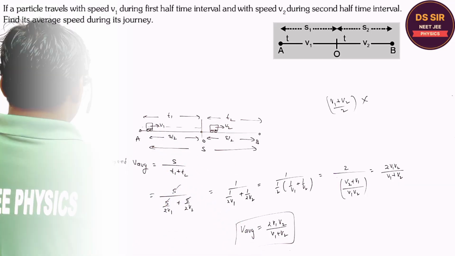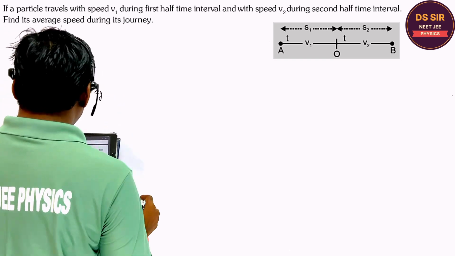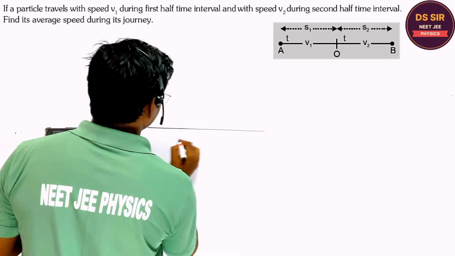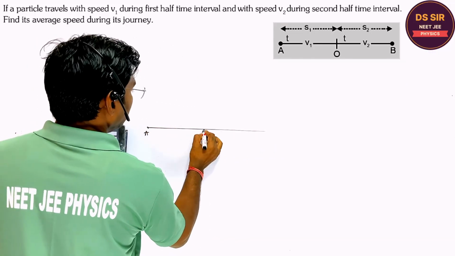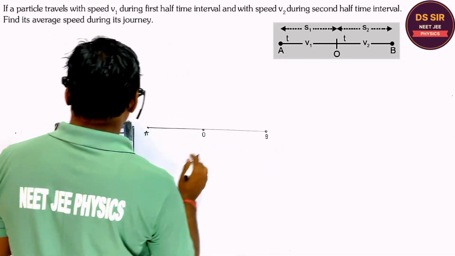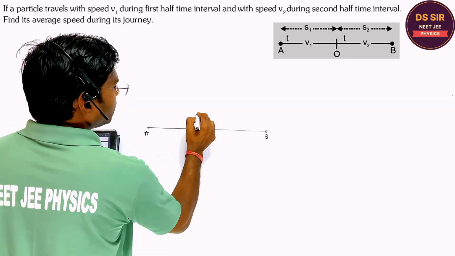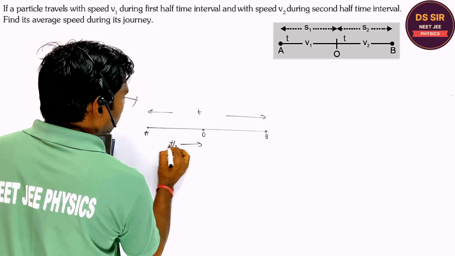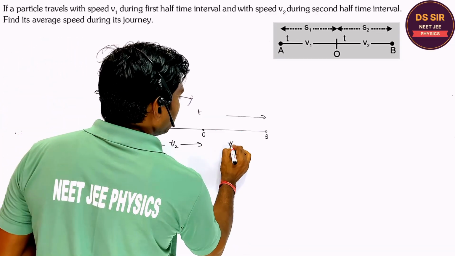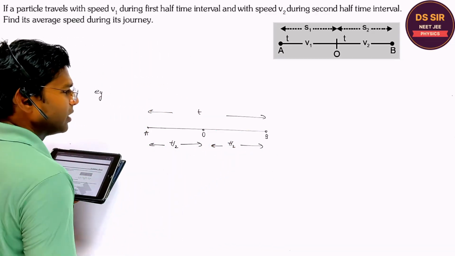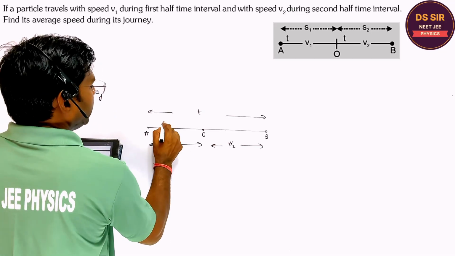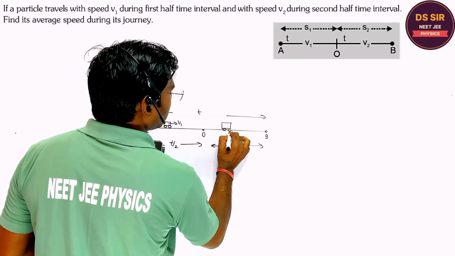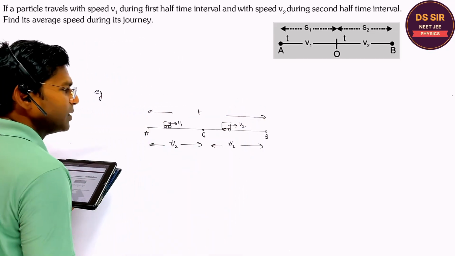Copy this. Read this question. In this question, a particle travels with the speed v1 for the first half time interval. Suppose this is A, O and B. First half of the time interval means the total time assumed to be t. So the first half of the time interval is what? T by 2. The second half time interval is what? T by 2. For the first half time, it covers with the speed v1. For the remaining half of the time period, it covers with the speed v2.